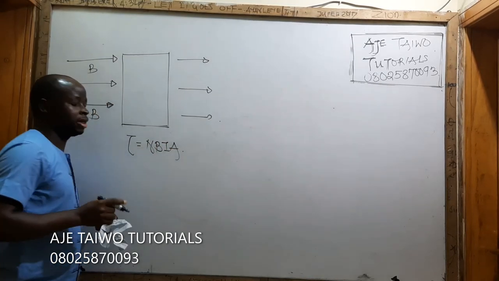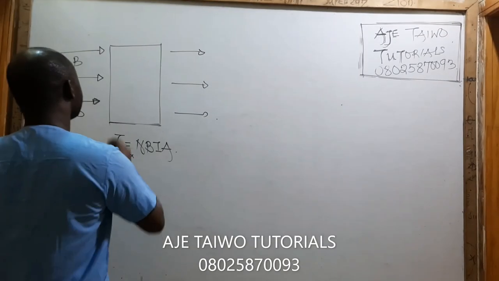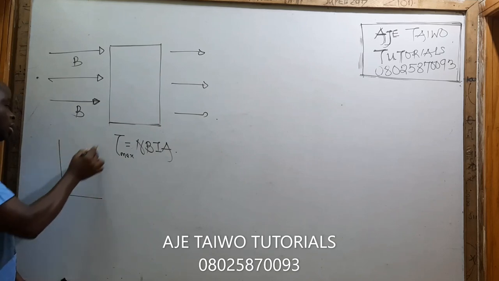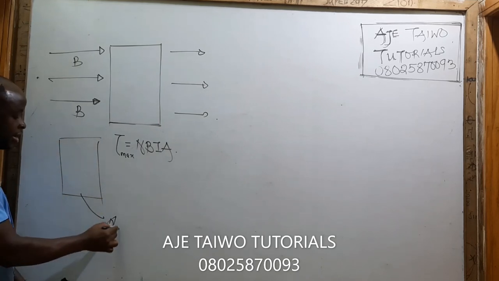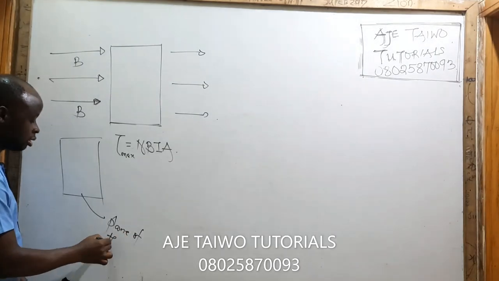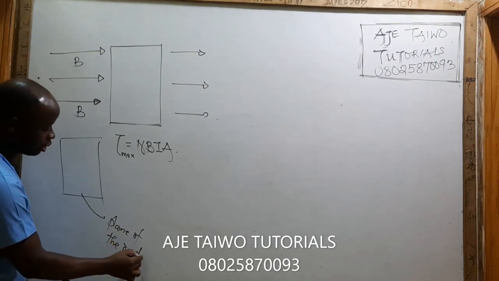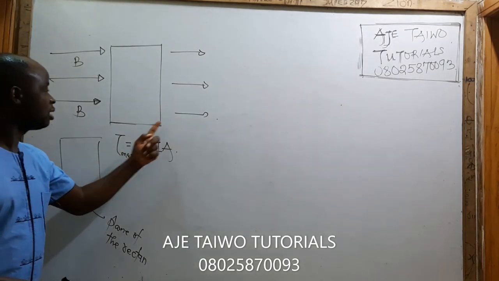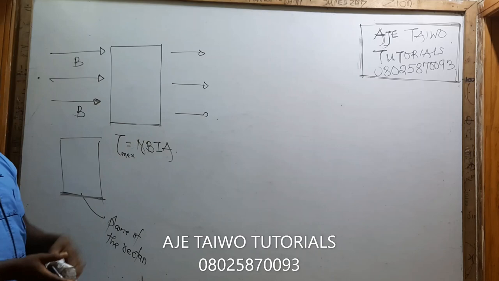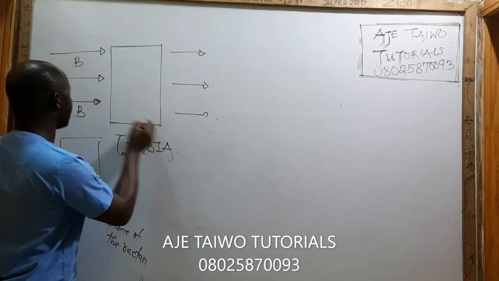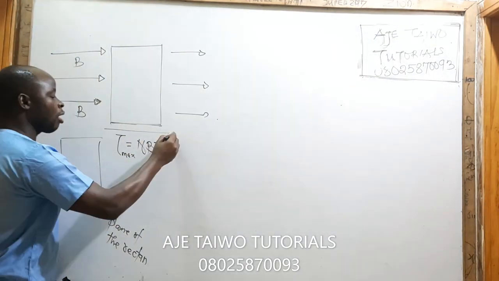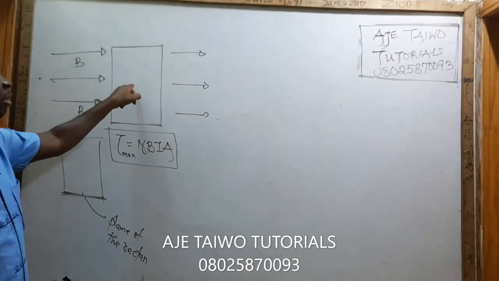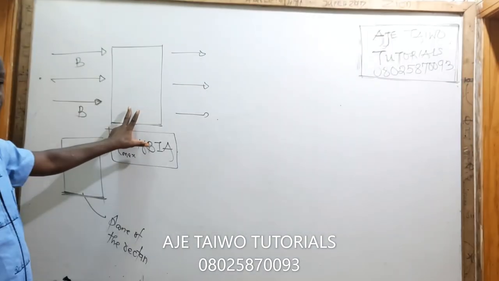NBIA. It's maximum. This plane is called the plane of the rectangular coil. So if the plane is parallel to the magnetic field, this is the torque that this rectangular coil will experience. It's going to experience a maximum torque when it's in this position.